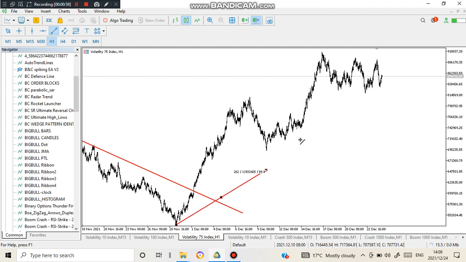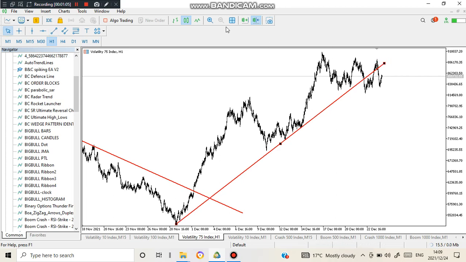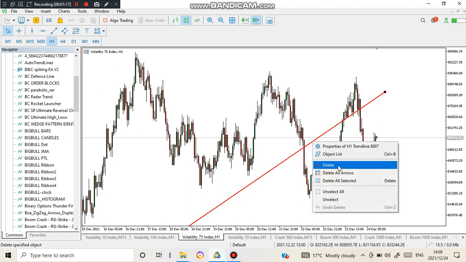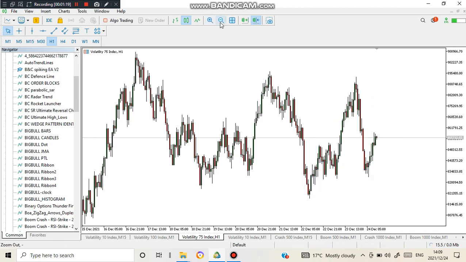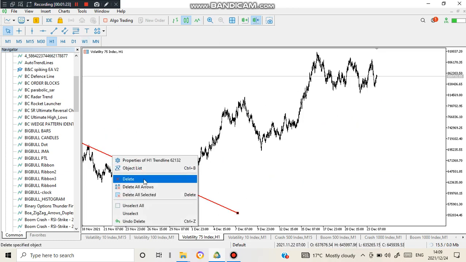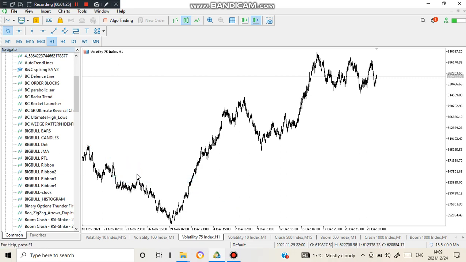For example, when we draw a trend line, we can actually see that volatility 75 broke out of that trend line, and what it did after that was it went up again. So as you guys can see over here, it went up. But let me just remove this trend line and show you guys the analysis that I'm talking about. The first thing that we're gonna do is look for our support and resistance on the 1 hour time frame. Then we're gonna scale down to lower time frames.